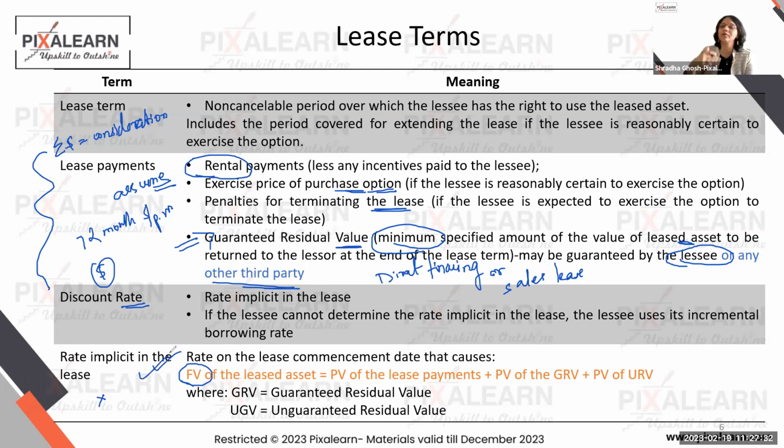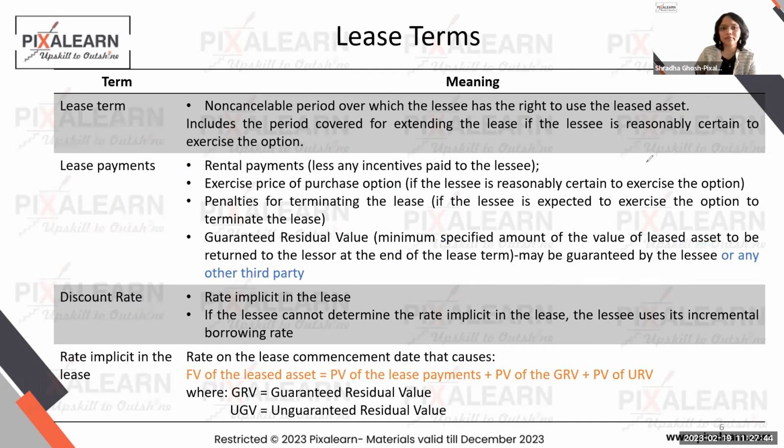So understand, if a rate is given in the lease, you will use that rate. If that is not given, you're going to use something called the lessee's incremental borrowing rate. We're going to see how this pans out. Okay. Till now, any questions? Yeah, these are just the building blocks. We're going to use this when we work the questions together. Okay, so just understand that these terms will be used.